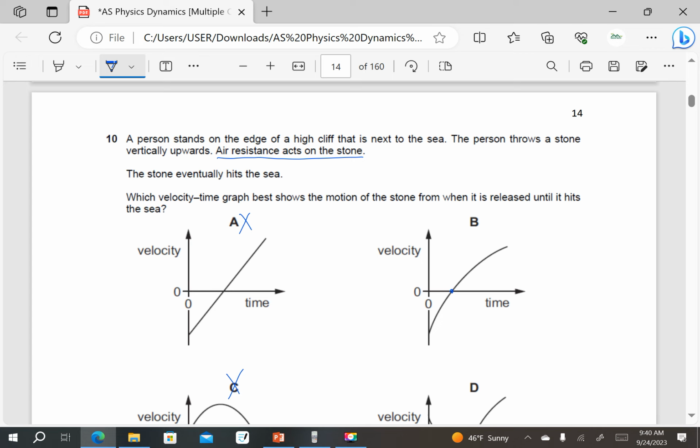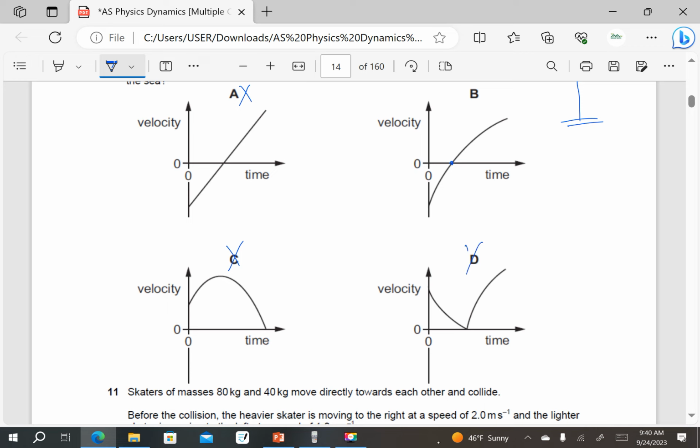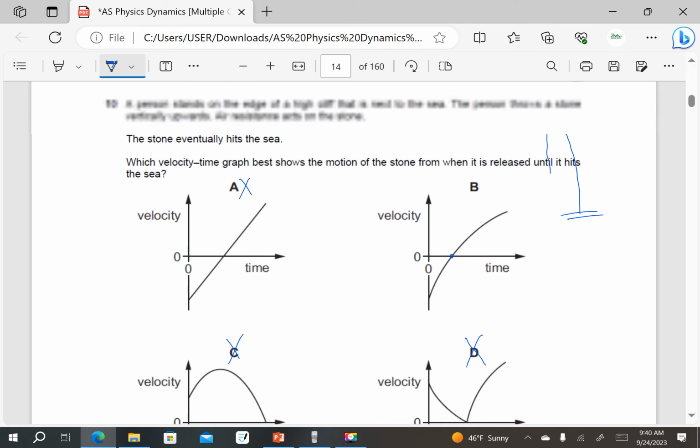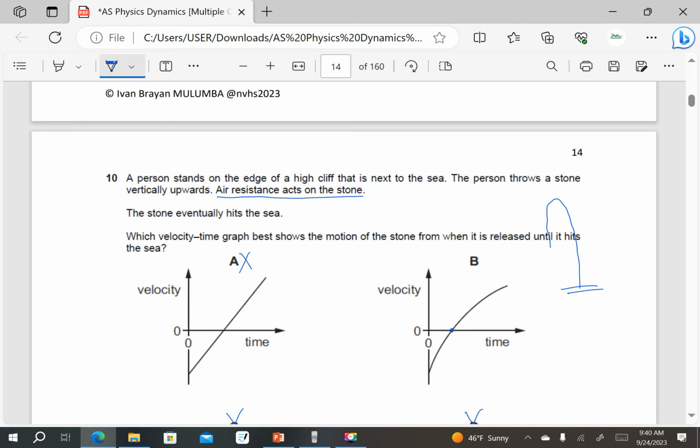But the stone first goes up and then it comes back to hit the sea. So there must be a change in direction. So D is wrong because D is showing the same direction. The velocity is on the same side. So D is wrong, even though it shows a decrease in gradient, which would show terminal velocity. There is no change in direction according to D, yet there must be a change in direction since it goes vertically upwards and eventually hits the sea.